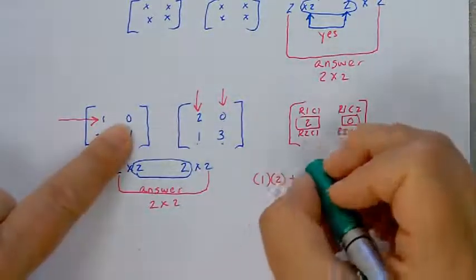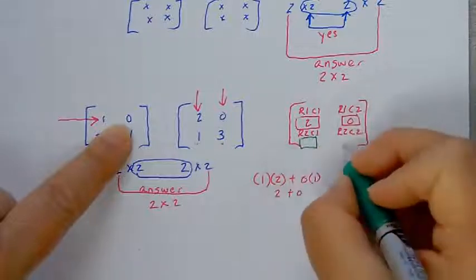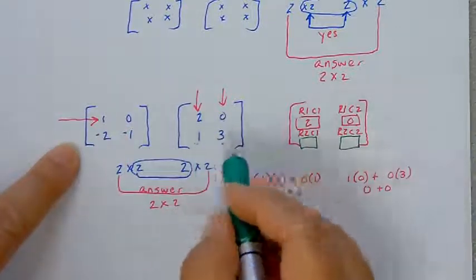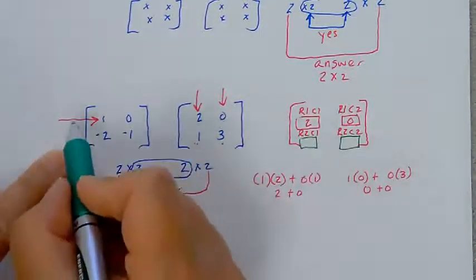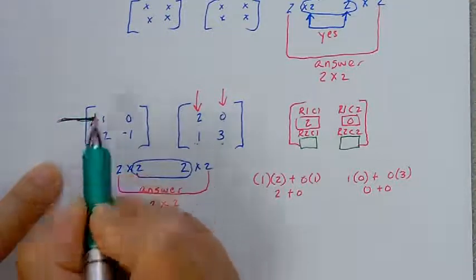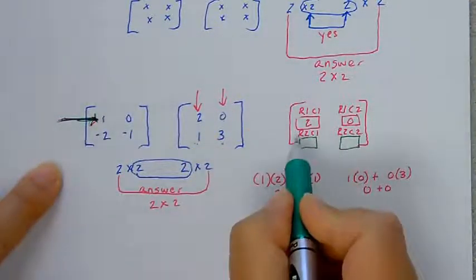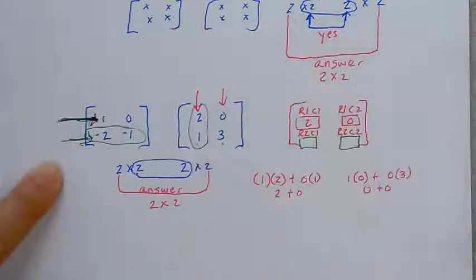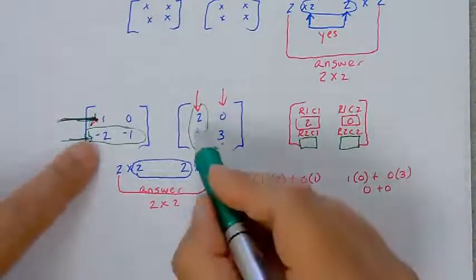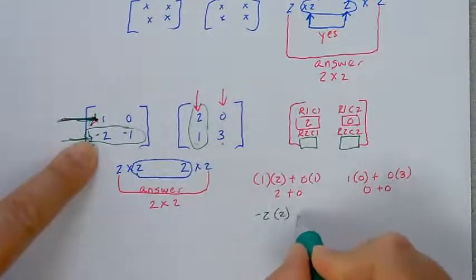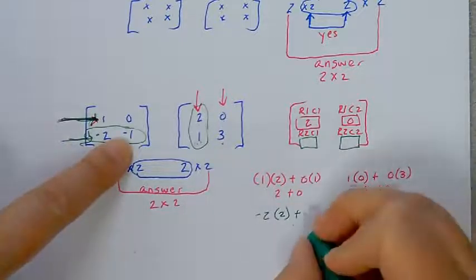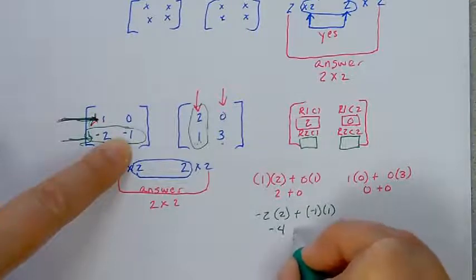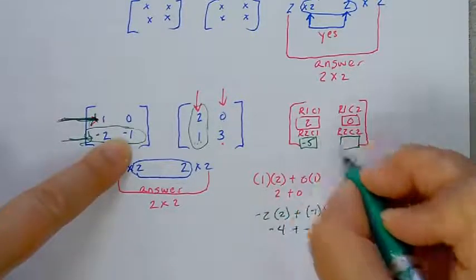For the next spot, this spot is going to be row 2, column 1. So I'm going to start here and try to find the answer for this spot. I'm going to use row 2 of the first matrix and column 1 of the second matrix. So -2 times 2 plus -1 times 1. So I get -4 plus -1, which is -5.